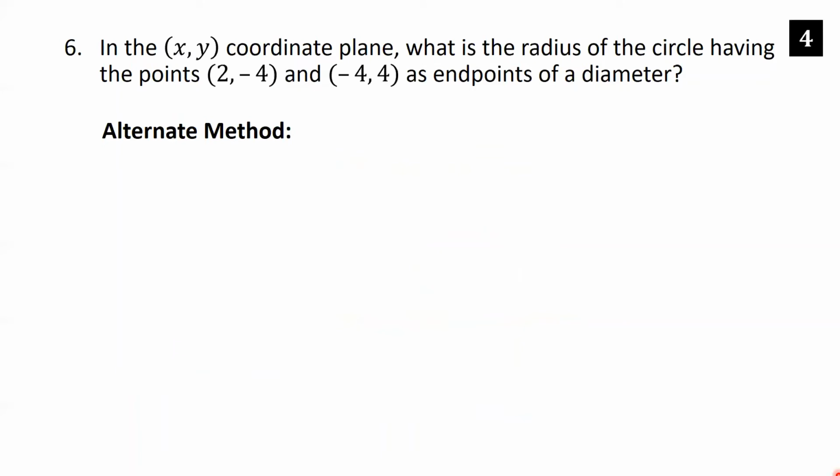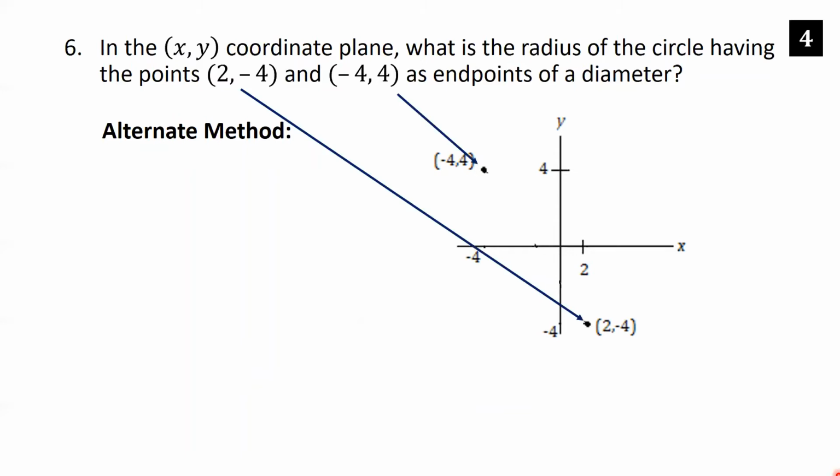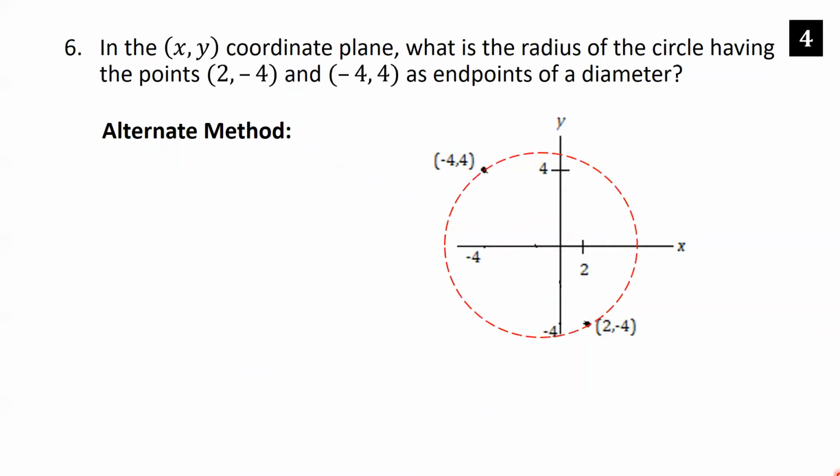Okay, I want to go through a couple other ways to do this particular problem. So let's do this a nice graphical way also. I'm going to start by plotting the 2 points in the xy coordinate plane, 2, -4. So we could get 2, -4 by going right 2 and down 4. And we get the point -4, 4 by going left 4 and up 4. Okay? And we're basically looking for the radius of this circle.